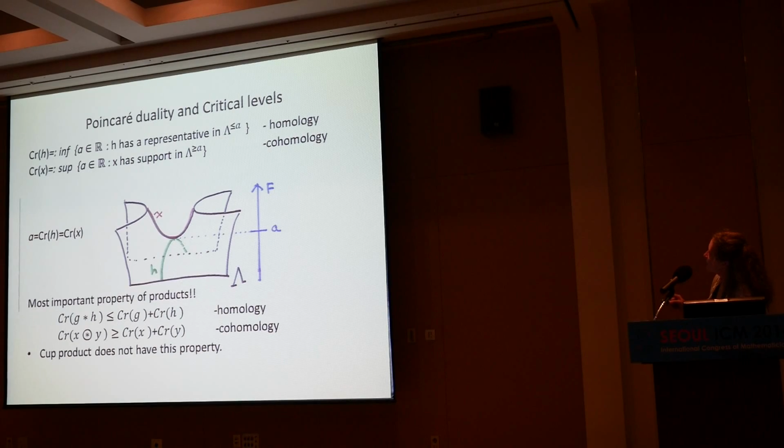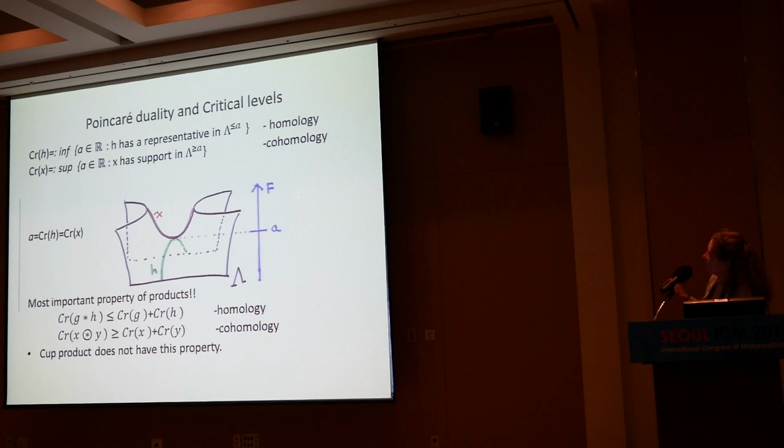Here's something about critical levels in Poincare duality. We've defined already the critical level of a homology class as the inf of real numbers a such that h can be represented in the loops of length at most a. That's the homology definition. There's a critical level for cohomology. The critical level of a cohomology class x is the sup of real numbers a so that x has support in loops of length greater than or equal to a. So this is the cohomology version.